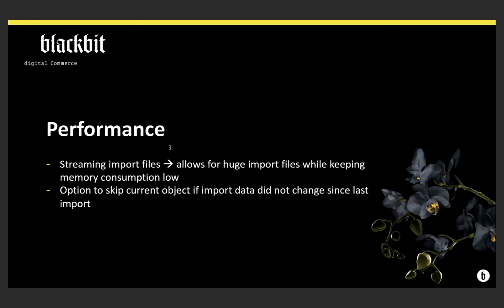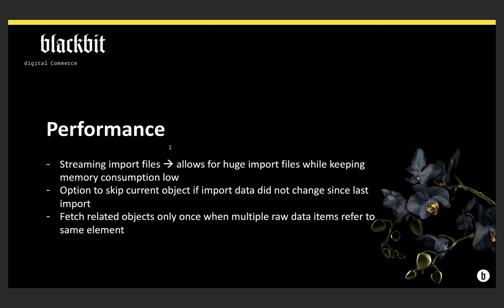Then there's an option to skip the current object if import data did not change since the last import. So we remember the hash of the import data which got imported last time for a certain data port. And when the import data did not change since the last import, then we can skip the import completely. And this, of course, provides very high performance then.